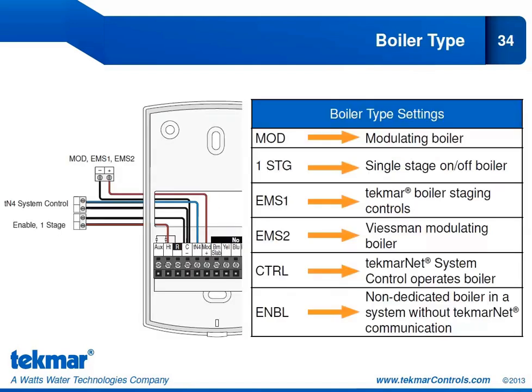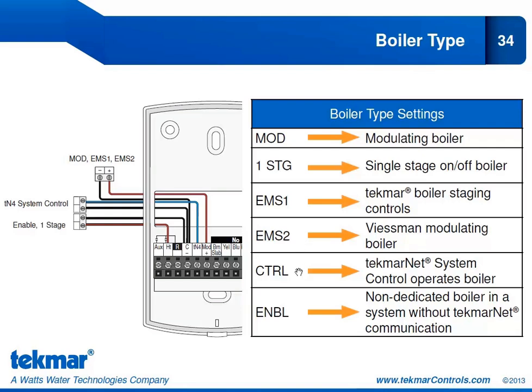There are 6 different boiler type settings. You can configure it for mod to operate a modulating boiler, 1 stage for a single stage on-off boiler, EMS1 output if you want to connect to a TechMar boiler staging control. So you could use this output and go from the 654 to 275, for example. EMS2 if you're trying to operate a Viessmann modulating boiler.